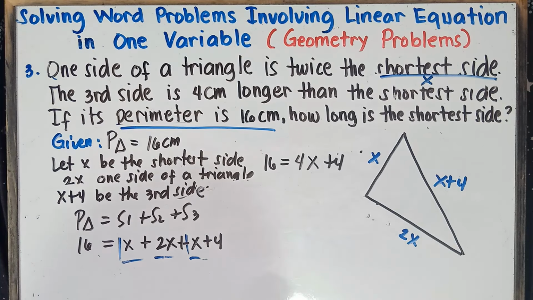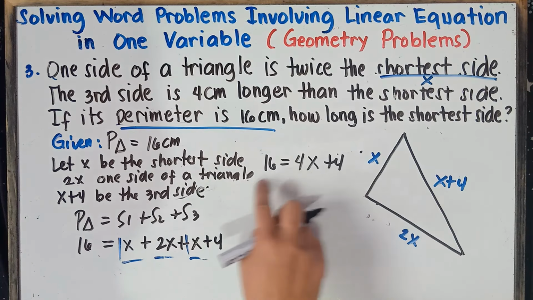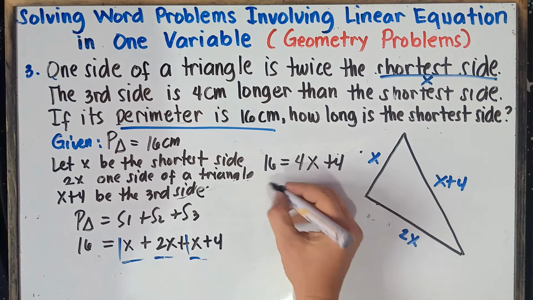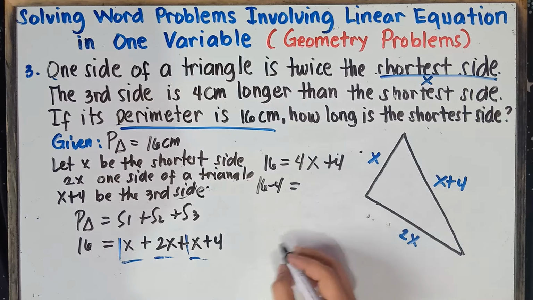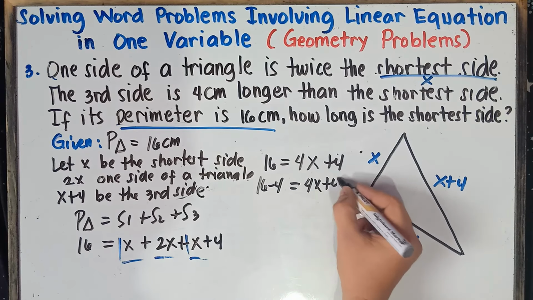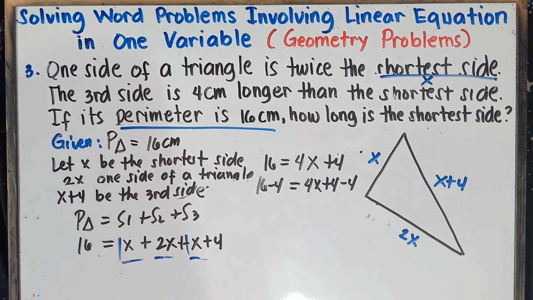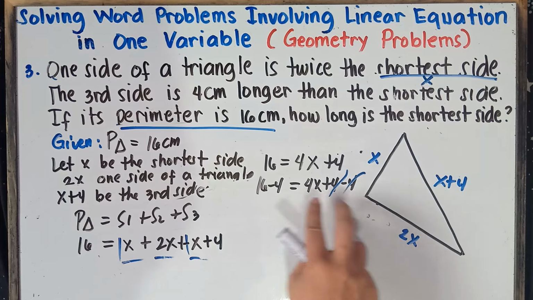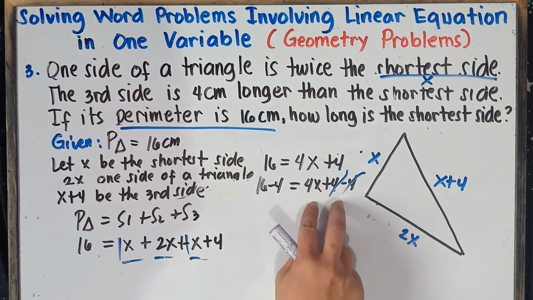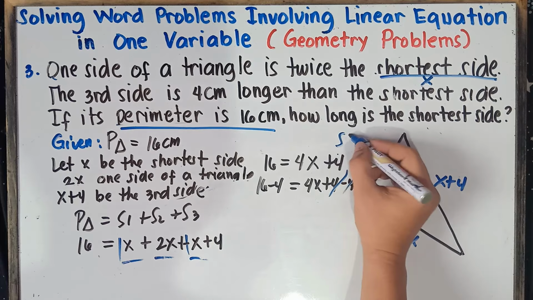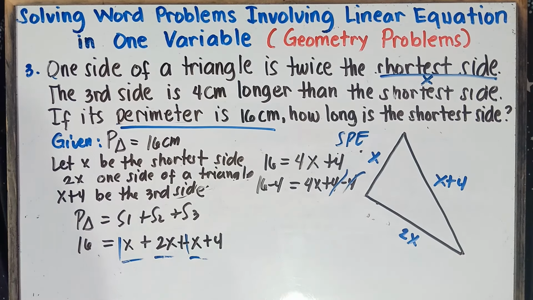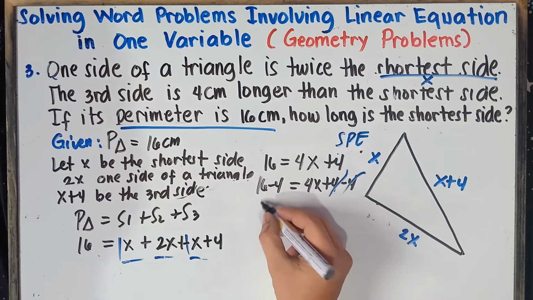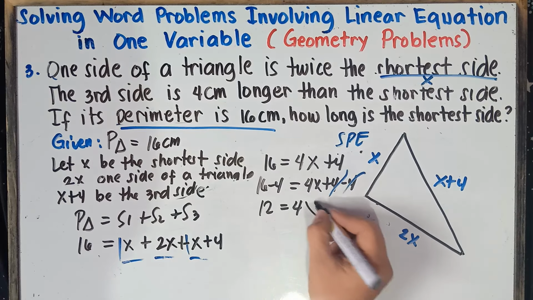And then to get the value of x, we can subtract both sides by 4 so that we can cancel this out. This will be 16 minus 4 equals 4x plus 4 minus 4. We apply the subtraction property of equality so that we can cancel this out, and the remaining expression will be only 4x. So 16 minus 4, that would be 12 equals 4x.